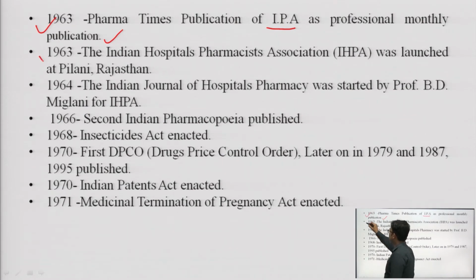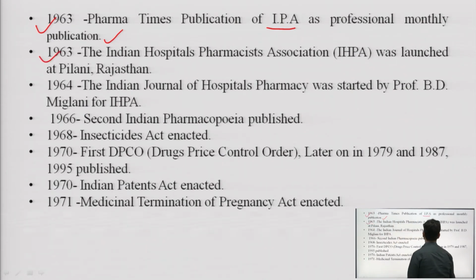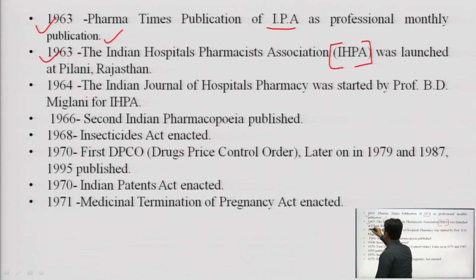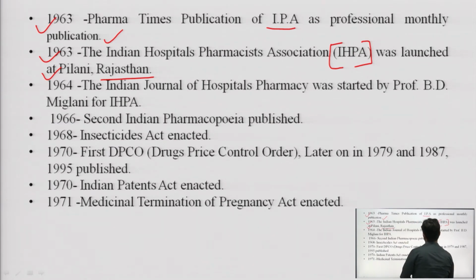In 1963 itself, the Indian Hospital Pharmacists Association, that is IHPA, was launched at BITS Pilani, Rajasthan. Most of our pharmacists were working in hospitals, and there was no association for them. So in 1963 it was realized that an association is required for pharmacists working in hospitals, and the Indian Hospital Pharmacists Association was launched.